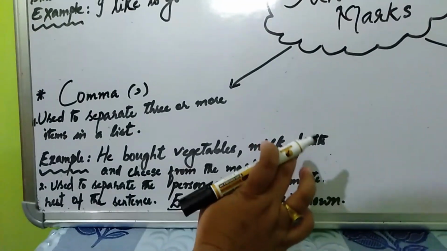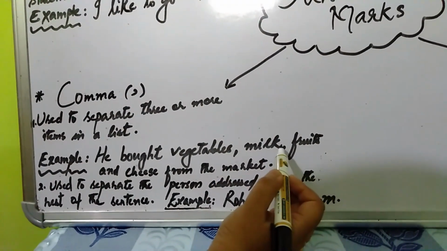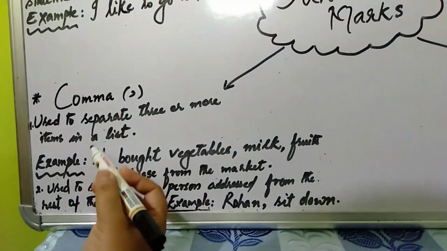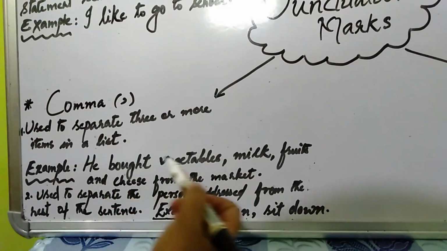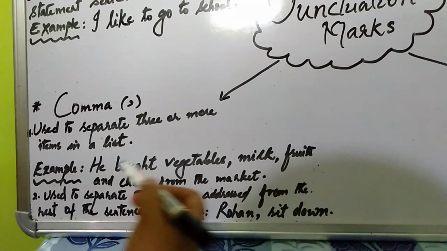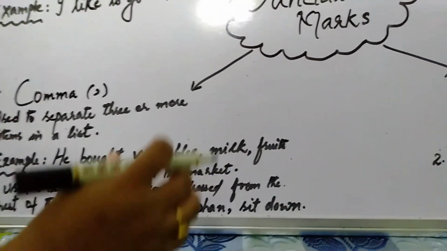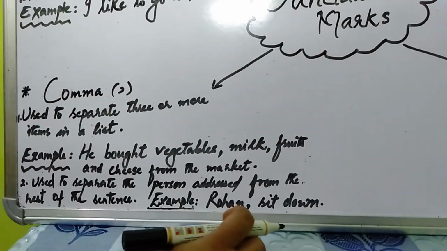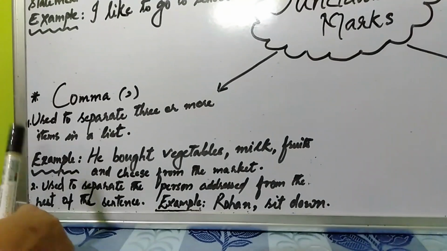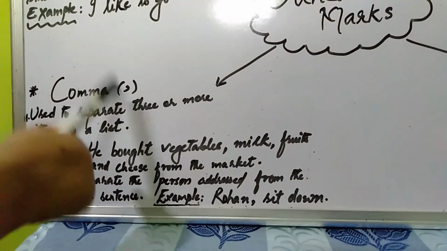Even the reader will be confused if there is no comma. But comma shows us a small pause and helps us to understand the sentence, right? So when I read the sentence, he bought vegetables, milk, fruits and cheese from the market. So it helps us to separate the things and makes the meaning clearer to the readers. So this is one of the places where we need to use comma.